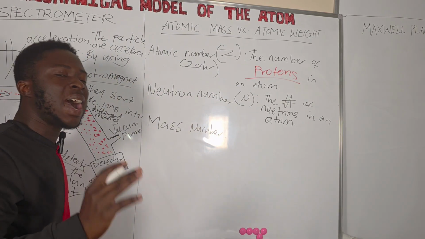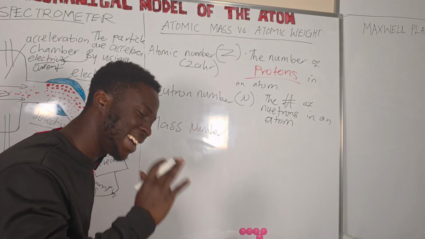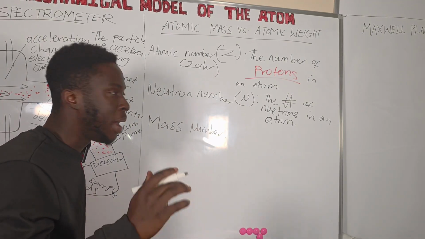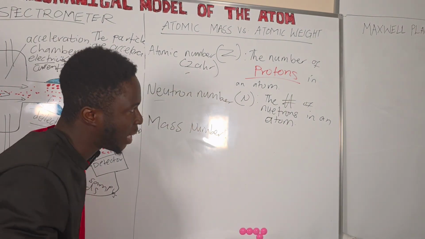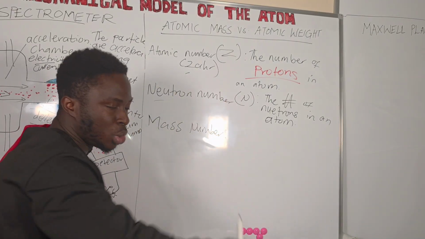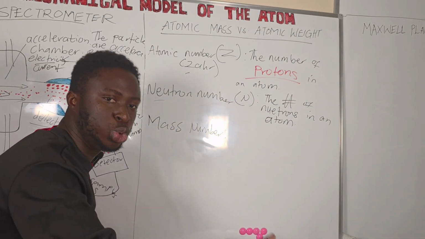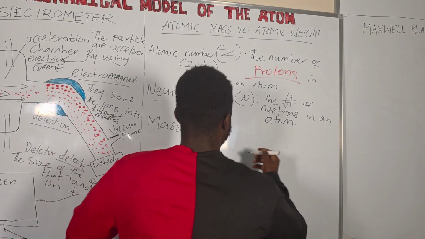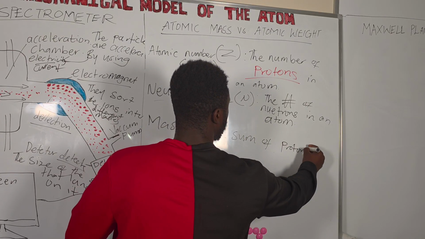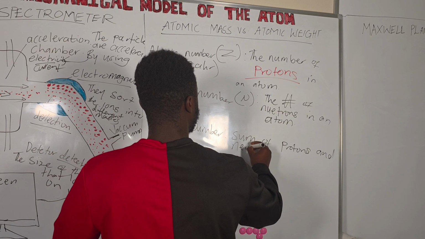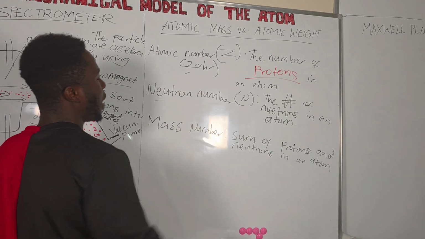Now, hold on. Mass number is not the mass of the atom. They call it mass number, but put it in mind that it is not the mass of the atom. Mass number is just the addition of the atomic number and the neutron number. So in other terms, mass number is the sum of the protons and neutrons in the nucleus of an atom. That is mass number, the sum of protons and neutrons in the nucleus of an atom. So mass number equals the sum of protons and neutrons in an atom. Now we have our mass number.